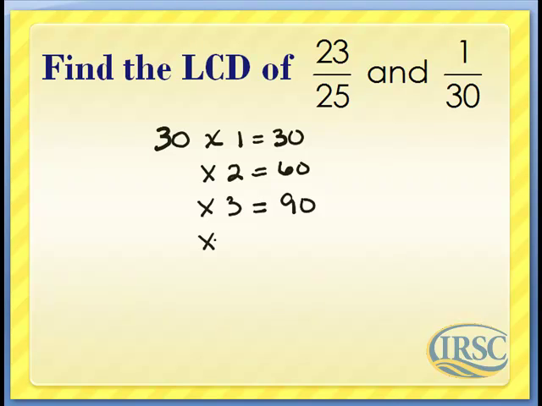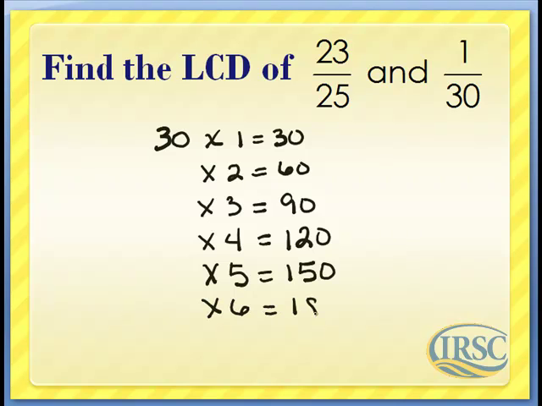90. 30 times 4. Now as I go down the list, you can ask yourselves, can 25 divide into 30? Can 25 divide into 90? And so on as we get to a multiple that will be common to the 25 and 30. So 30 times 4, 120. 30 times 5, 150. And we can keep going. 30 times 6 if you want to. We have 180.